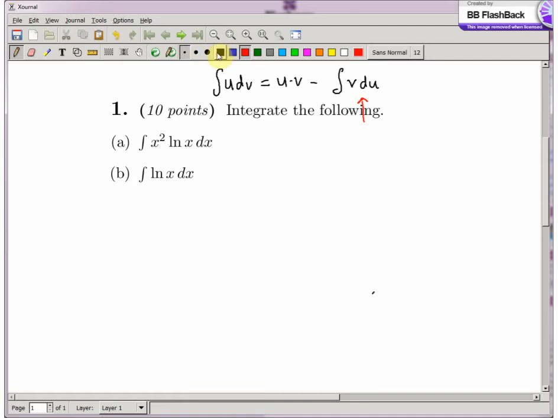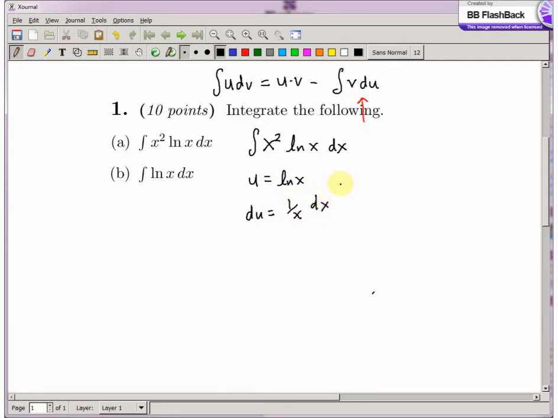Alright, so let's try it. Let me copy it over here. This is the integral x squared times natural log of x dx. And natural log loves to be u. So let's go ahead and give that a try. So make u natural log of x. That means du is equal to 1 over x dx.